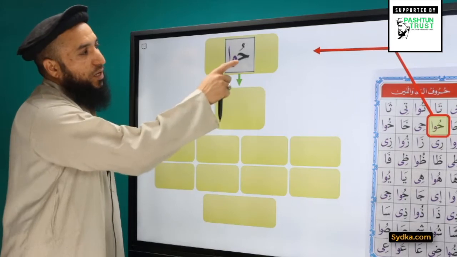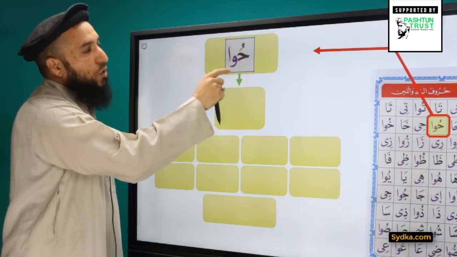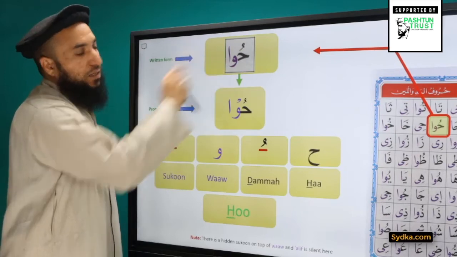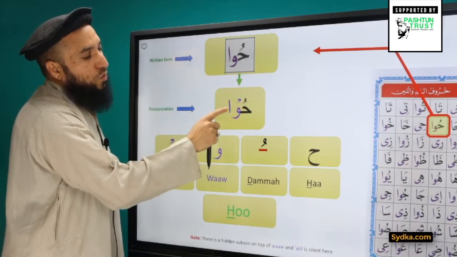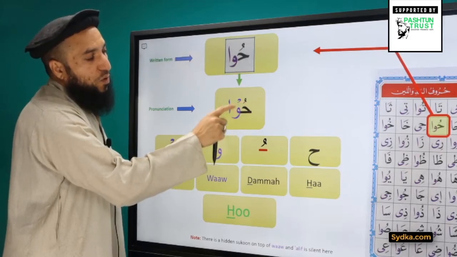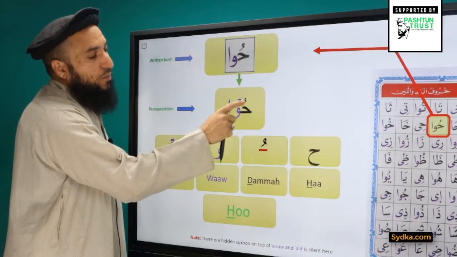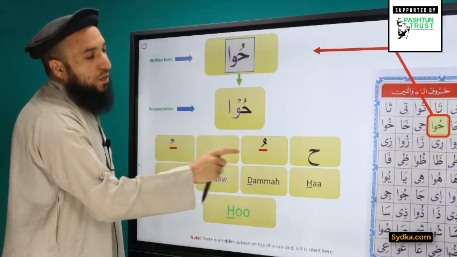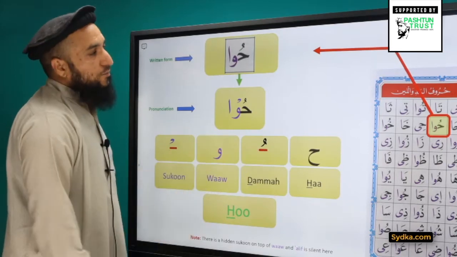The next syllable we have is ha dhamma waw sakoon, hidden sakoon here: hoo, and alif is silent. Ha dhamma waw sakoon hoo. This ha is light and has dhamma, followed by waw. Waw has sakoon, and this alif is silent. Ha dhamma waw sakoon hoo.